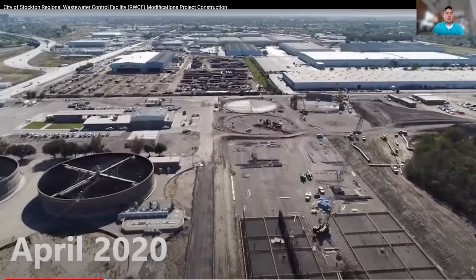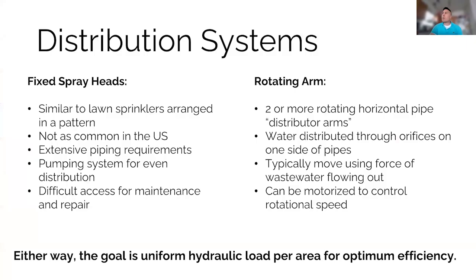So now I'm going to talk about some of those components in more detail. I want to first talk about the distribution systems. There can be two types. There is our fixed spray heads. These are similar to lawn sprinklers. They're arranged in a pattern. They're not very common in the US, and they do require extensive piping systems that requires complex pumping and can also have complex maintenance challenges because they have to be addressed more frequently.